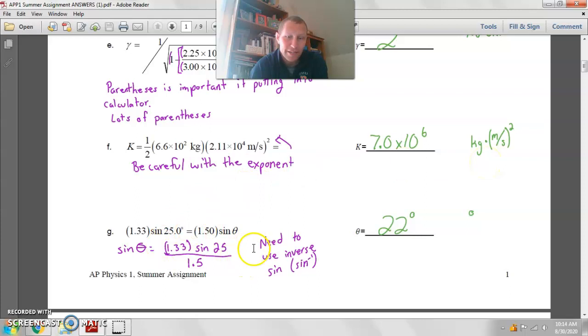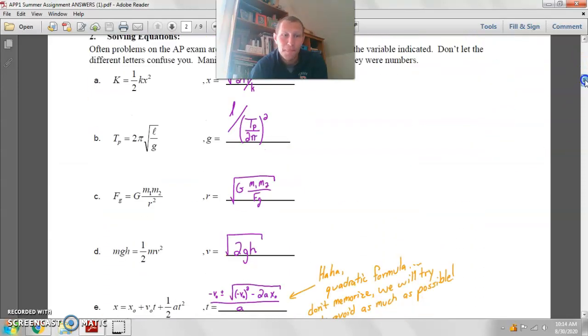And then this last one on here, be really careful. This is the inverse sine function we're going to have to use. The left-hand side of this equation is just a number. So throw it in your calculator, get a number, divide both sides by the 1.5, and then take the inverse sine to get 22 degrees.